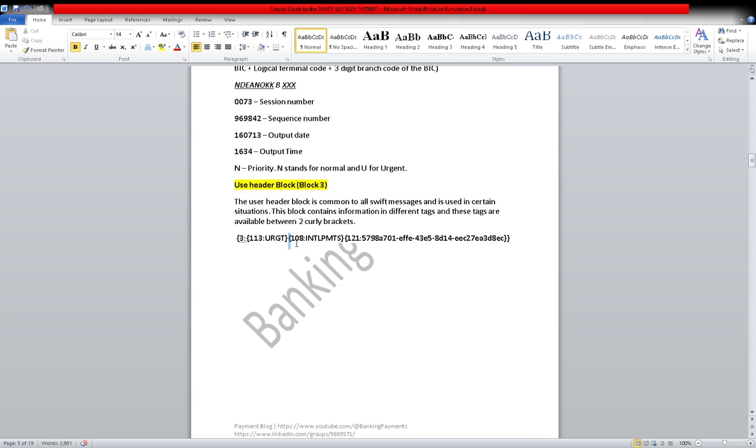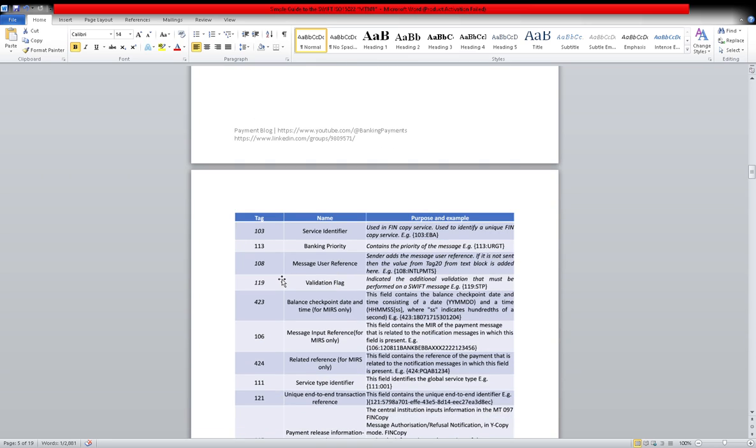What is mentioned here? What is the meaning of that 108? Message user reference. Message user reference. The sender adds the message user reference.